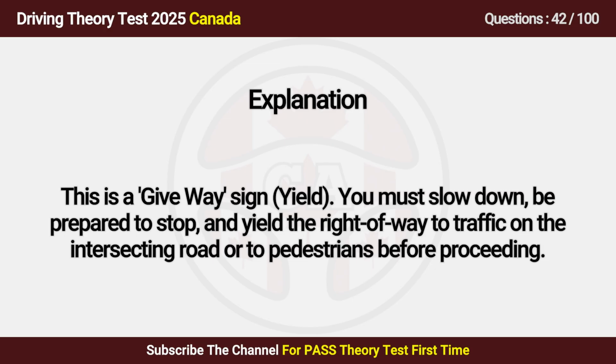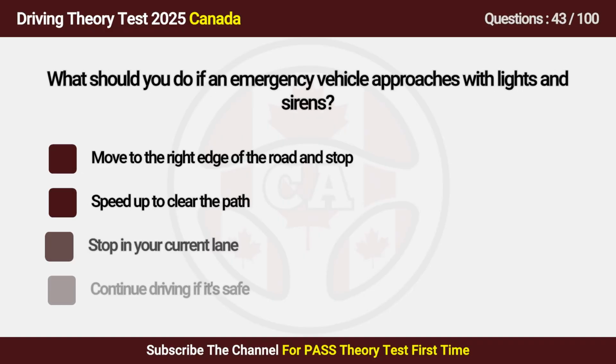Question 43. What should you do if an emergency vehicle approaches with lights and sirens? A. Move to the right edge of the road and stop. B. Speed up to clear the path. C. Stop in your current lane. D. Continue driving if it's safe.